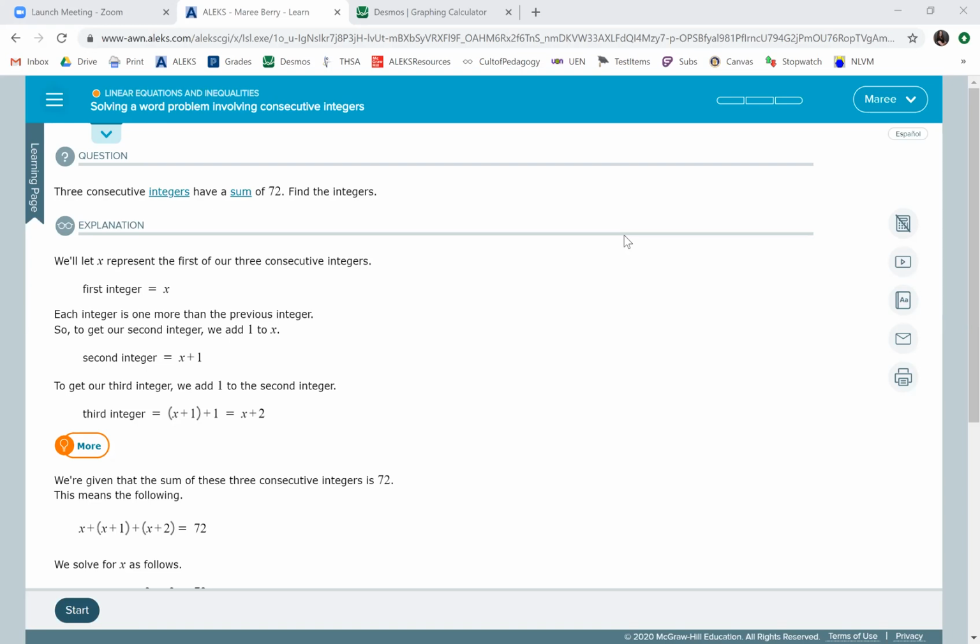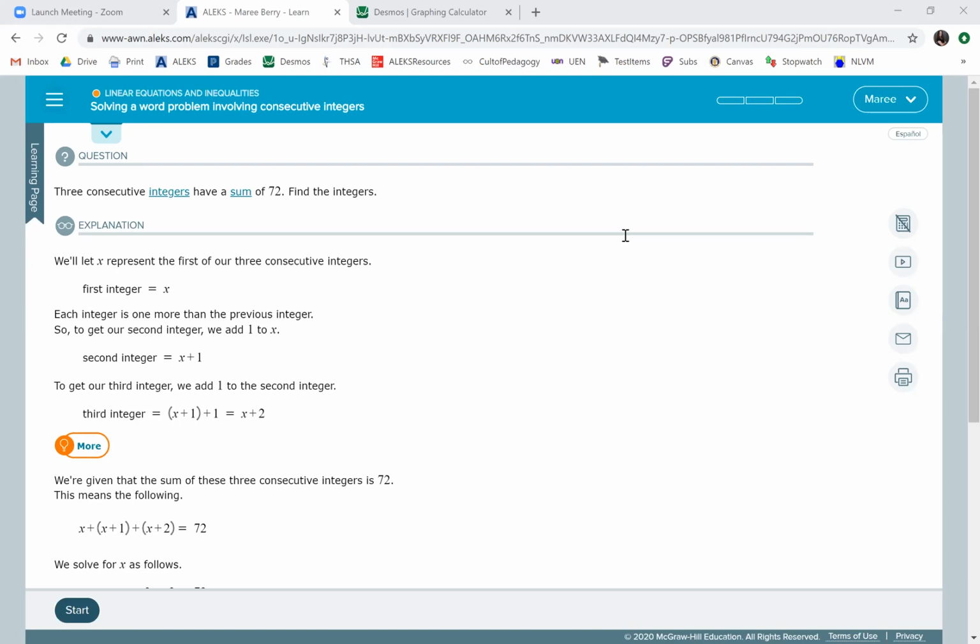Sometimes they'll say consecutive even integers. And they're just two even numbers that are next to each other, like for instance, 2 and 4 would be consecutive even integers. 15 and 17 would be consecutive odd integers.